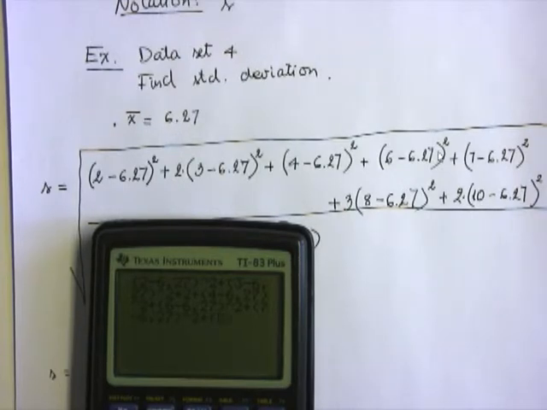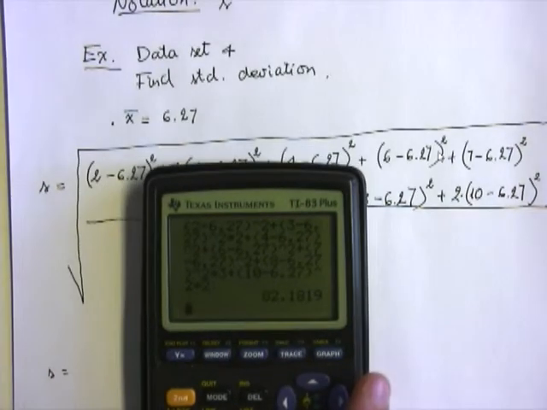difference, 3, no, wait, wrong one, 8 minus 6.27, square the difference, and now there are 3 times, so I'm going to multiply that by 3, plus, and the last one, 10 minus 6.27, square the difference, and there are 2 times. And so that is the total after I add all the possible squares of difference.